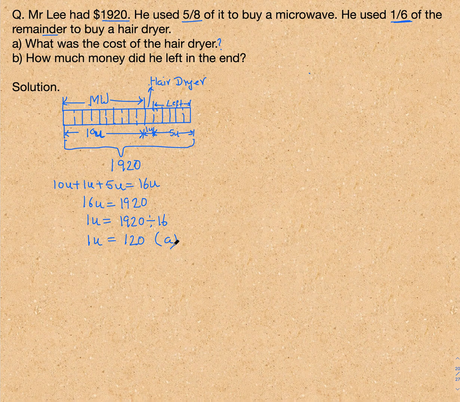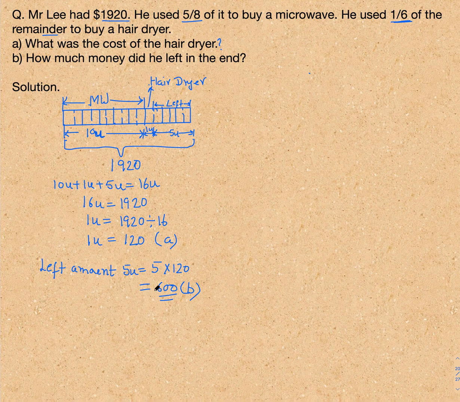Okay, now part B is how much money did he have left in the end? So what do you think? From here you can see clearly he's left with 5 units of money, right? Out of 16 he's only left with 5 units. So the left amount is 5 units, which is equal to 5 times 120, which is equal to $600, right? So that's your part B. So this is how we use a model to solve this question.